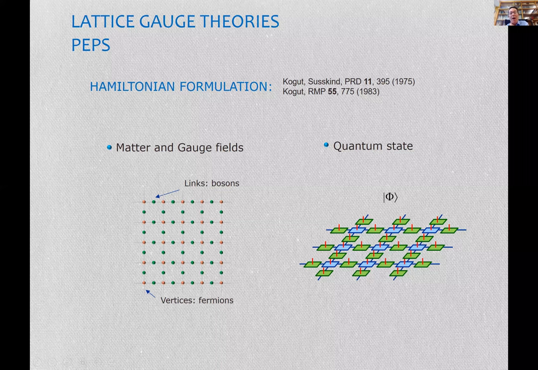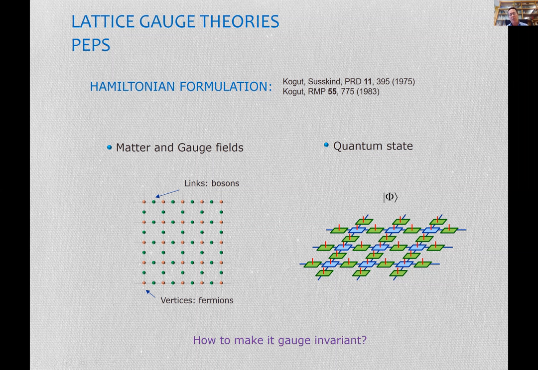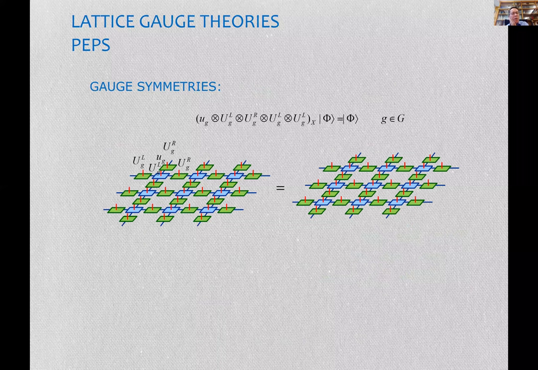So how do we select these tensors in such a way that we have this local symmetry in our system? That's what I want to talk about: how to perform this choice in practice. And here is more explicit what I meant before. Having a gauge symmetry means that you have a unitary transformation acting on your physical degrees of freedom, the fermions and the gauge bosons, corresponding to some gauge group. So you have a representation on the matter degrees of freedom and on the bosonic degrees of freedom that, acting on the plaquette, leaves your state invariant, for any element of your group.